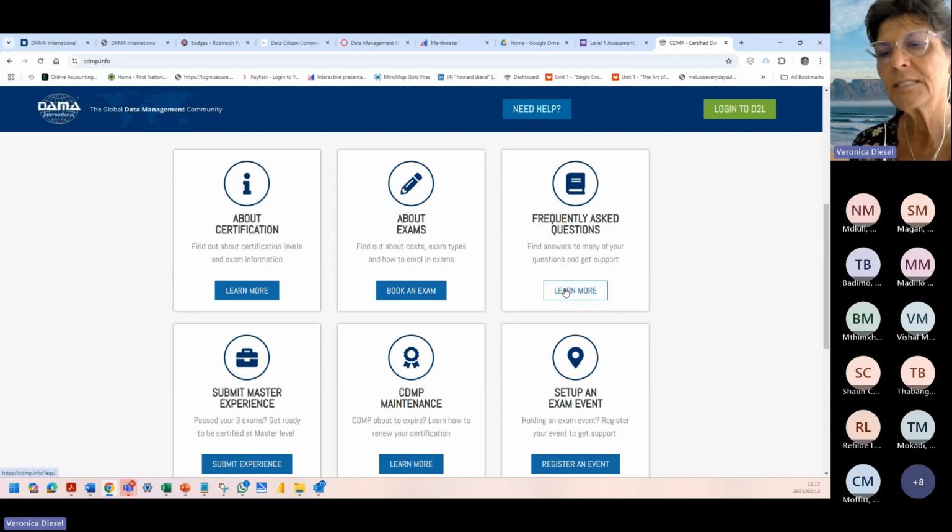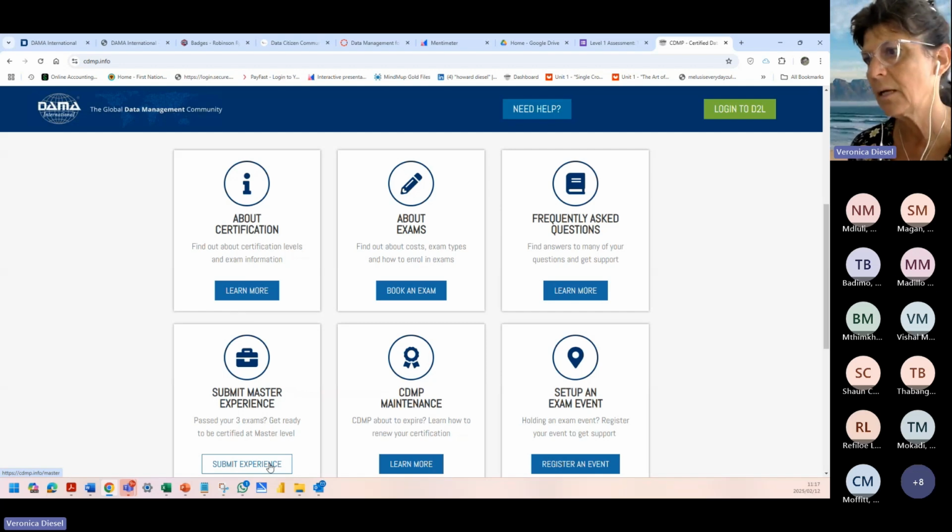The frequently asked questions is useful, and they keep adding to it because this process can become complicated and there are lots of questions. So you may want to read through that as well. When you've passed 3 exams at the master level, you need to upload your data CV here to get verified to be a master. Then they'll give you a master badge and master certificate. This actually costs you $50.